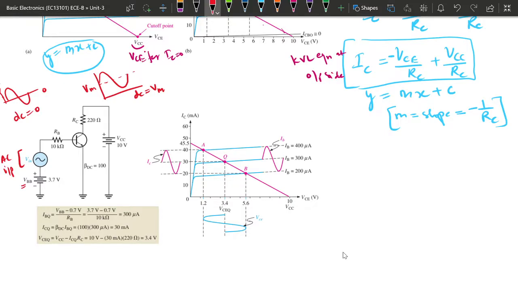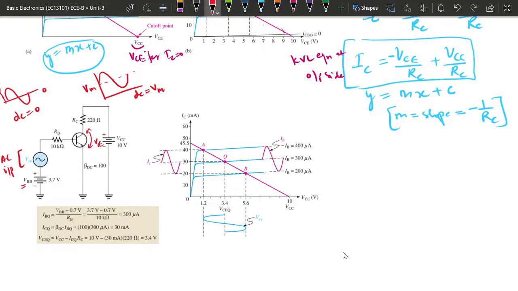So here, suppose this AC is not there. Then with respect to 3.7 volt of VBB we will be having some base current. With respect to this base current we will be having some IC, and with respect to this IC we will be having some VCE value. Okay, so once we have the VCE and we have the IC, we can get the operating point.